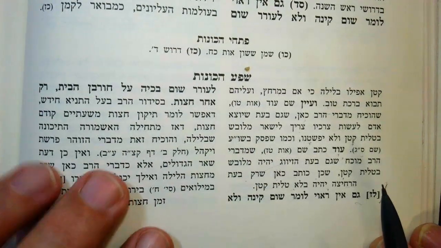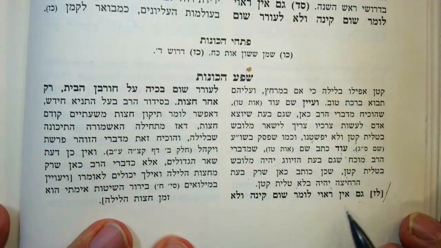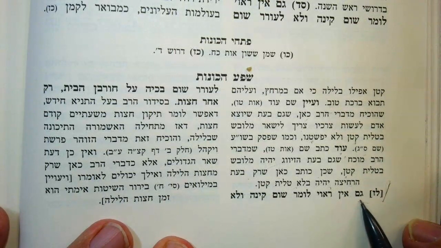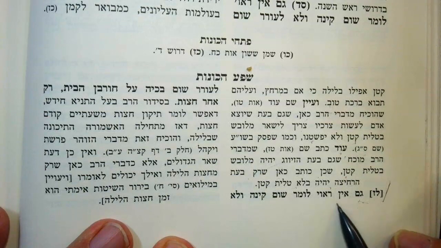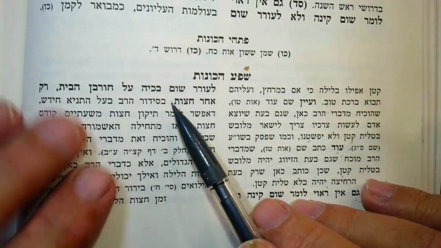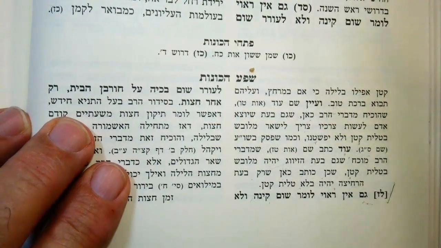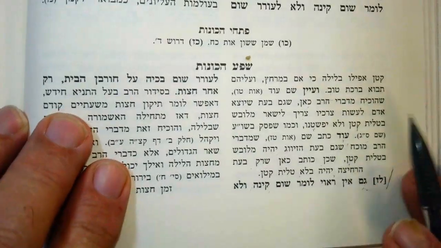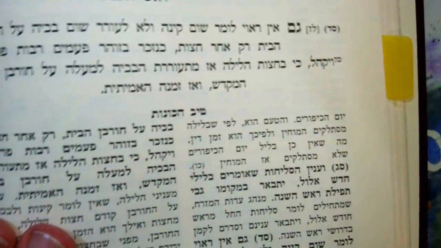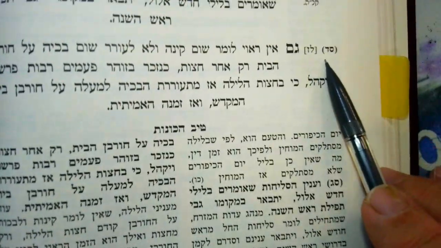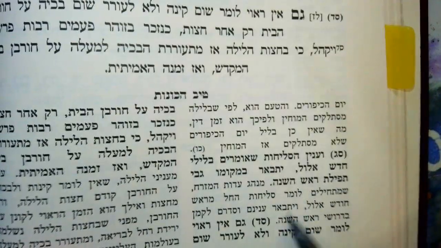Yeah. Beautiful. Okay. So what time do we have? We have 2 minutes. Well, let's look at number Lamed Zion. I have a little something to look at in this too. Gam ein roy lomer shum kina, v'lo laora shum bechia. Actually, that's where I stopped, but I'll read it anyway because actually it's really up above. We should look it up above. Number Samach Dalet.